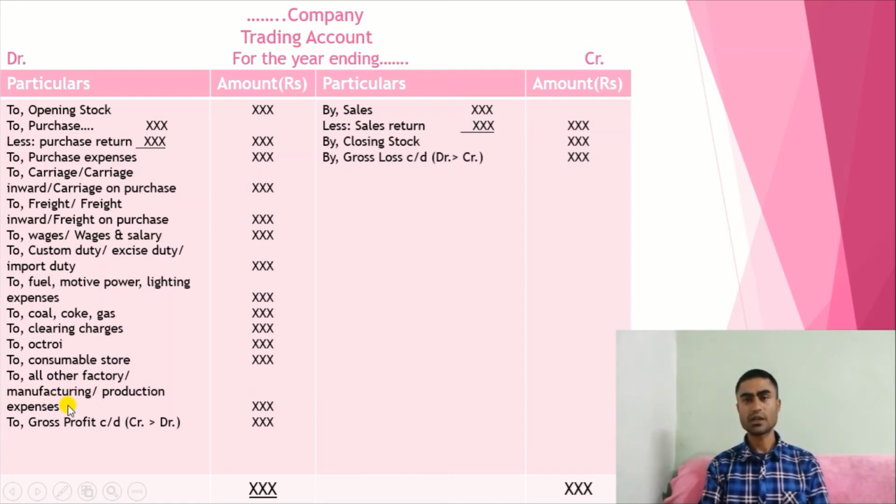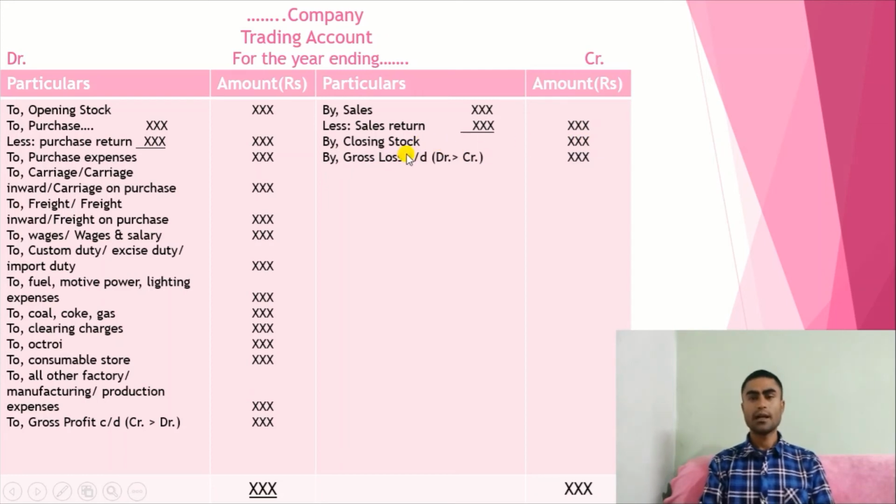Again, let's move to credit side. The first item we have sales. The amount should be written in the particulars column, because if there is a sales return amount, then it should be deducted from sales. After deducting from sales, it can be written in the amount column. And after sales, closing stock should be written in the amount column. Closing stock means the stock which remains unsold at the end of the year, and that is closing stock.